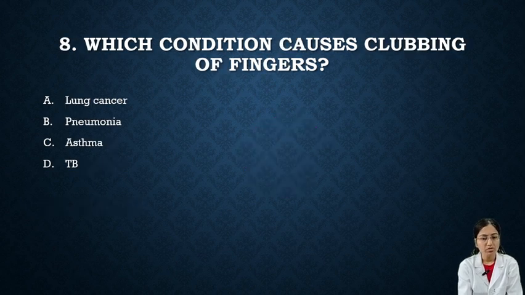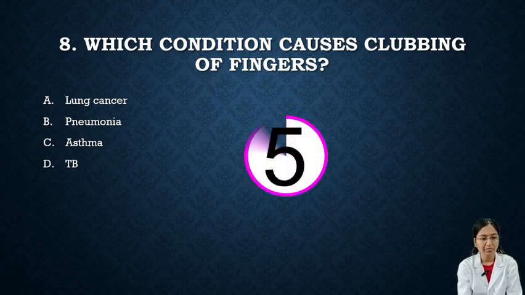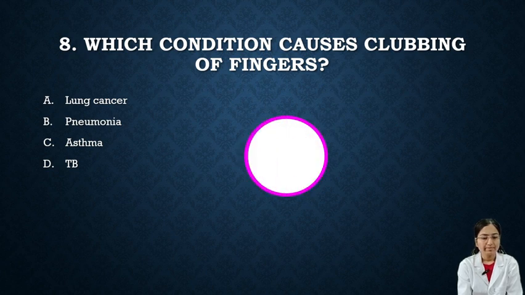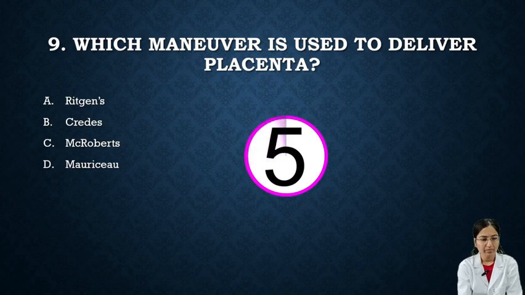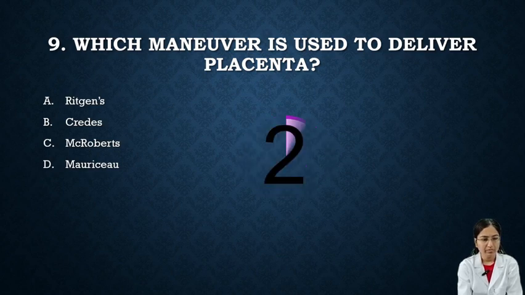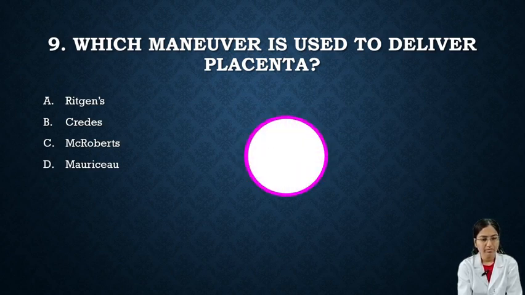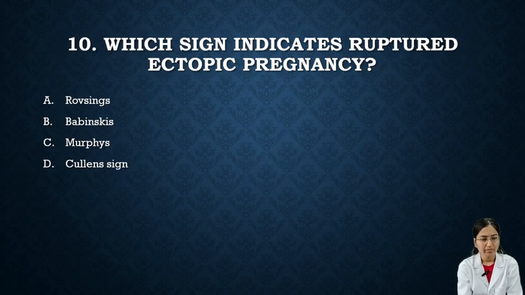Which condition causes clubbing of fingers? Options are here. Right option is lung cancer. Which maneuver is used to deliver placenta? Right option is Credé's. Which sign indicates ruptured ectopic pregnancy?